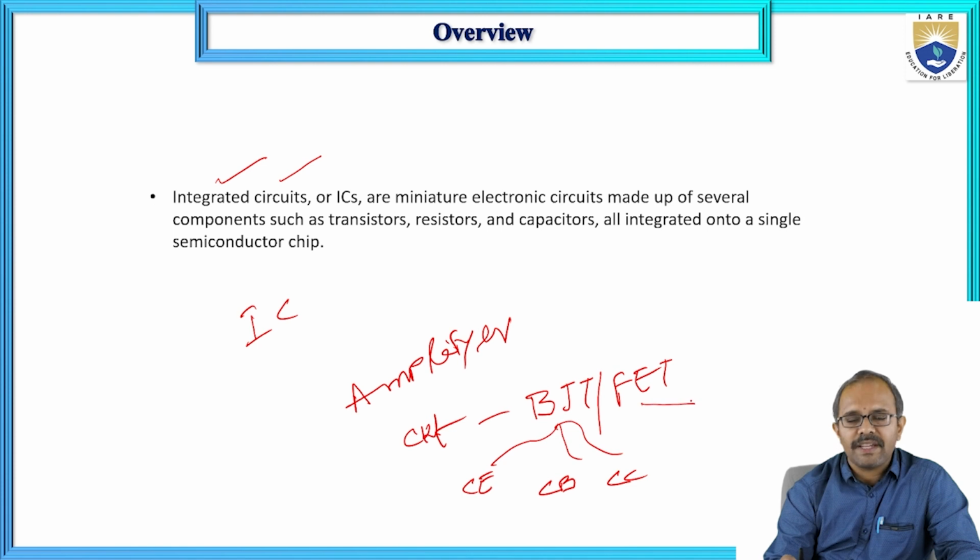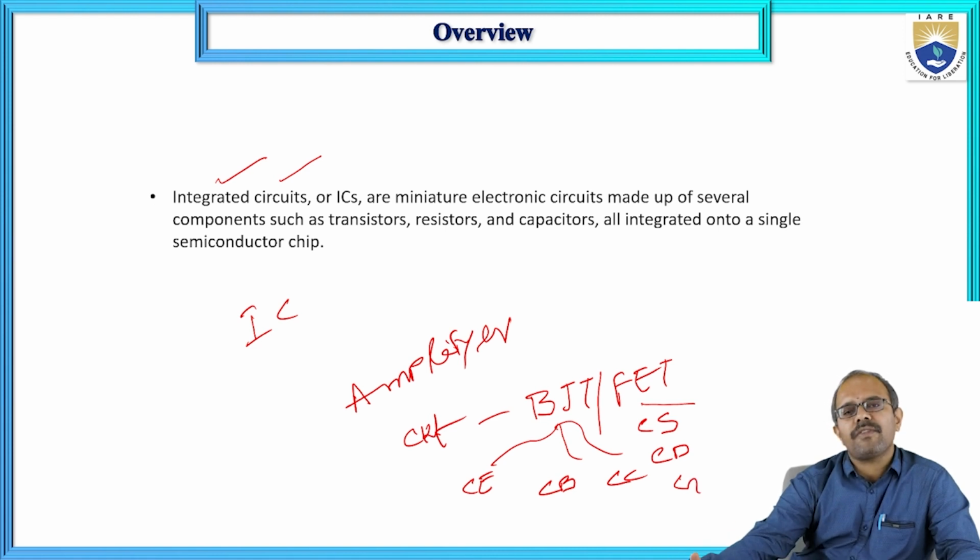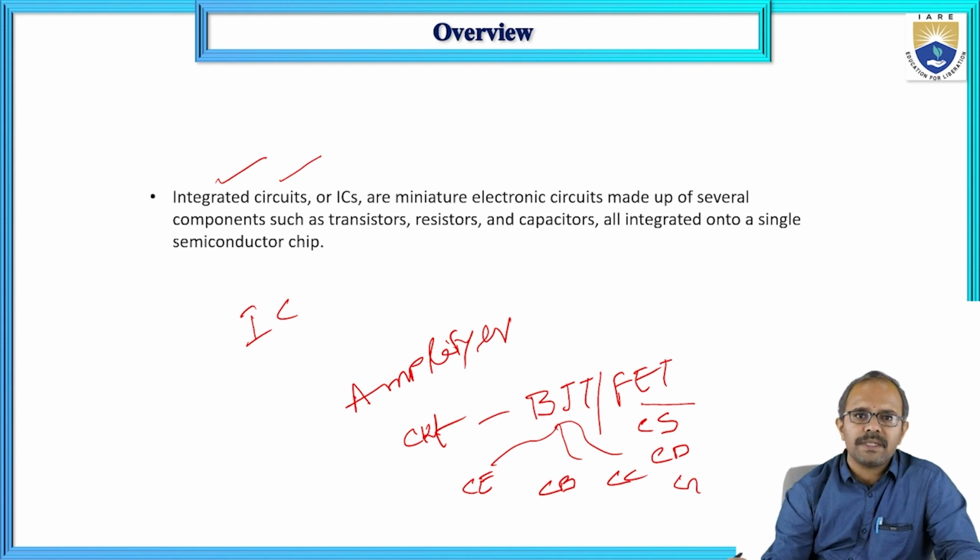Similarly, if you want to design a FET amplifier circuit, how can we design this circuit? You can come up with common source, you can come up with common drain, and you can design common gate. Of course, each amplifier has some advantages as well as disadvantages. That purely depends on the application where you want to use this particular amplifier circuit.